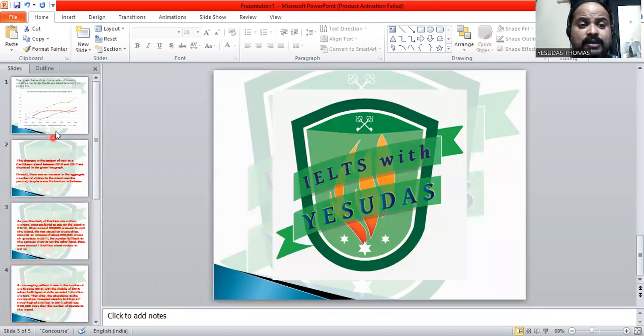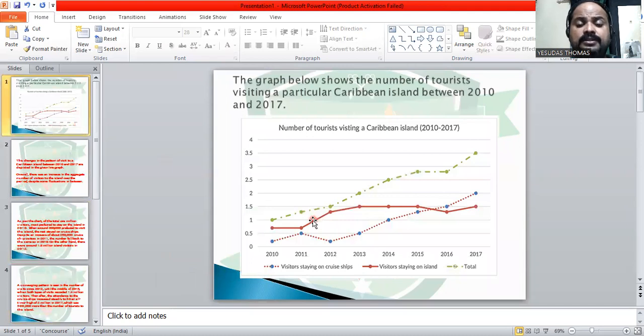Let's look at the picture once again. So this is the thing. What we have missed is the denomination. What you can say, this 0.5, 1.5, these are all millions of visitors who visited there.